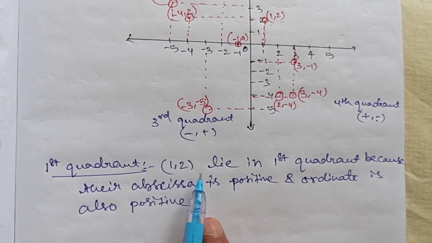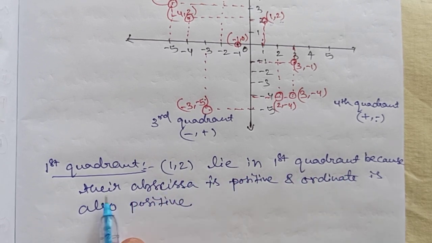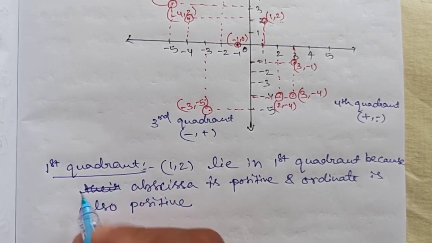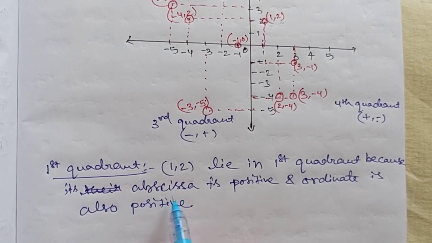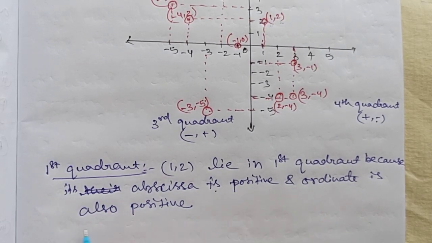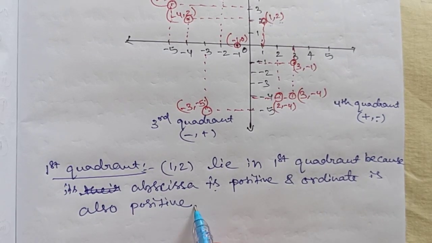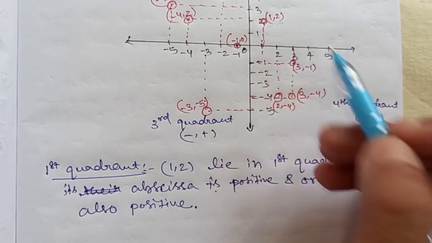Okay, so (1, 2) lies in the first quadrant because its abscissa is positive and its ordinate is also positive. So (1, 2) lies in the first quadrant.